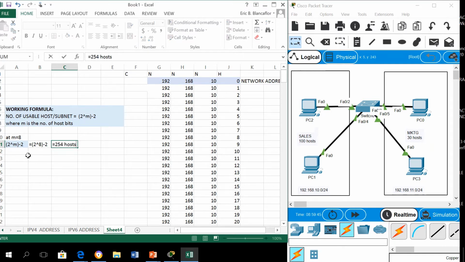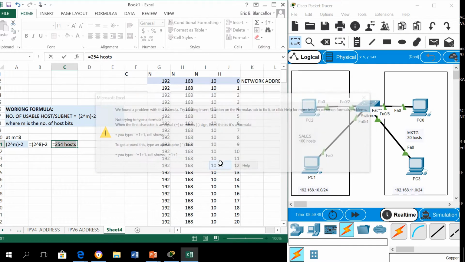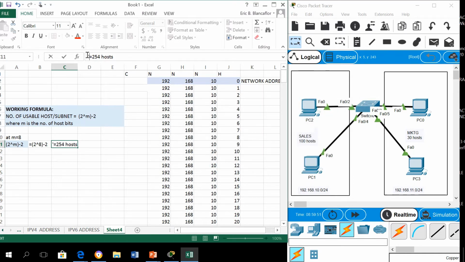Right? So let's say we reduce the value of m. Say, for example, we make it m equal to 7. Applying the formula, at m of 7, if there are only 7 host bits, 2 raised to 7 is 128 minus 2, that's 126. If you notice, my number of hosts was reduced. So the concept is, if you reduce the number of host bits, the number of hosts per network will also be reduced. That's the concept of subnetting.